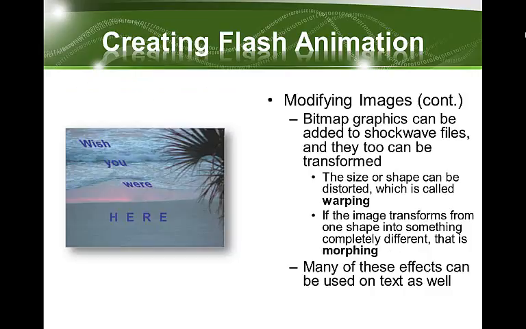Bitmap graphics can be added to Shockwave files, and they too can be transformed. The size or shape can be distorted, which is called warping. If the image transforms from one shape into something completely different, that is morphing. Many of these effects can be used on text as well.